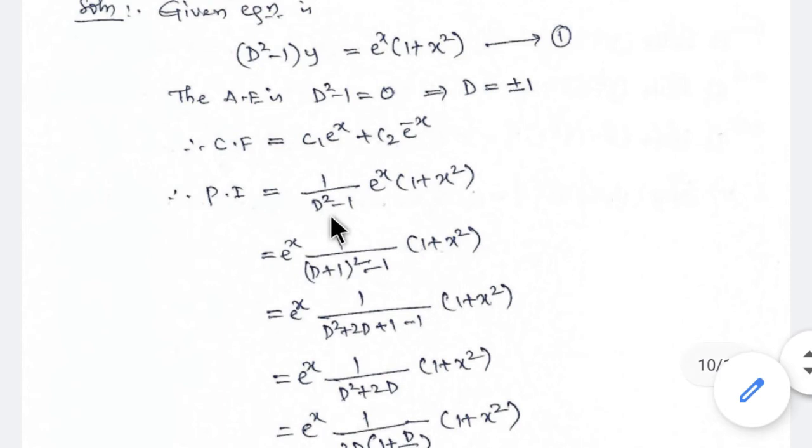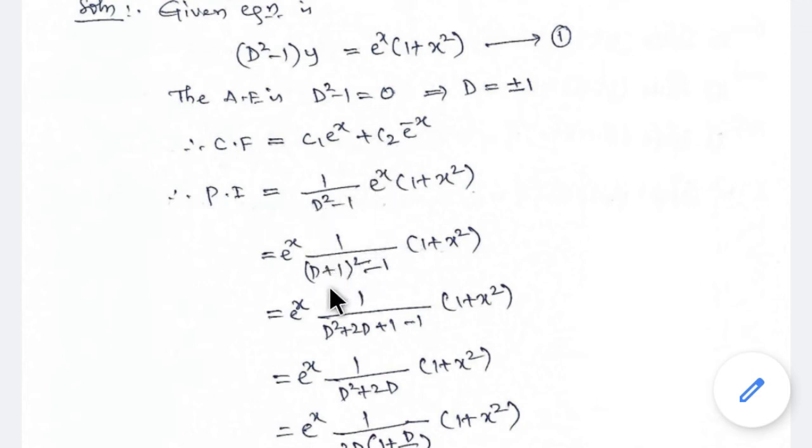So the particular integral is equal to 1 by the symbolic coefficient of y, that is d square minus 1, here f of d is d square minus 1, operating on e raised to x into bracket 1 plus x square. Here v is 1 plus x square, e raised to x, a is 1 here. According to the procedure, if you shift e raised to x from the right side operator to the left side, that is e raised to x into, provided you replace d by d plus 1 here, that is the coefficient of x, d plus 1.